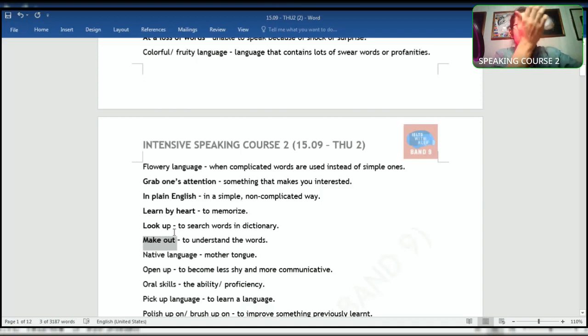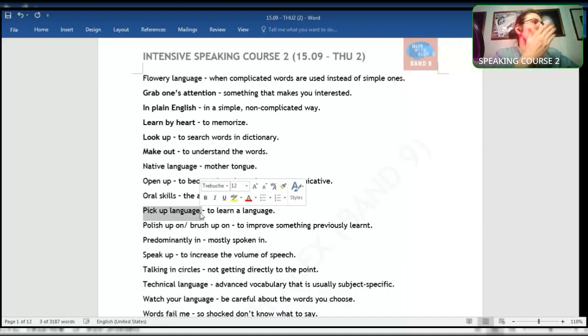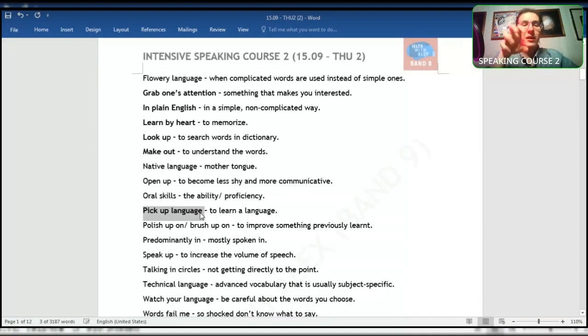Let's keep going. Pick up a language. This means to learn a language, basically. Pick up can be used physically, but it actually means to learn a language. So good phrase. Let's keep going.